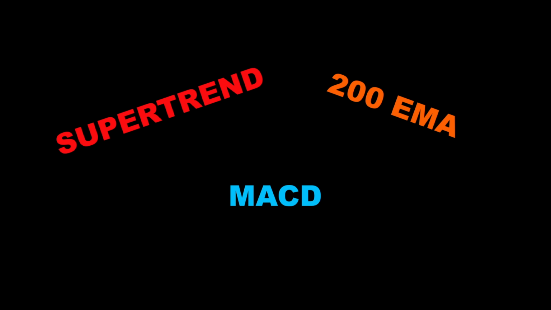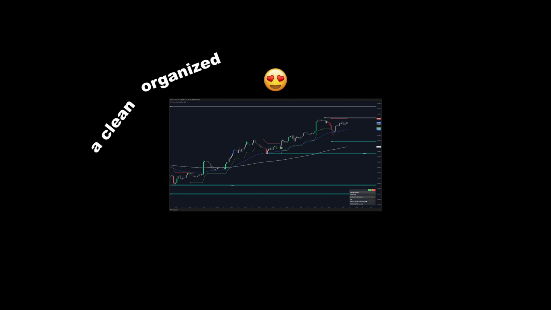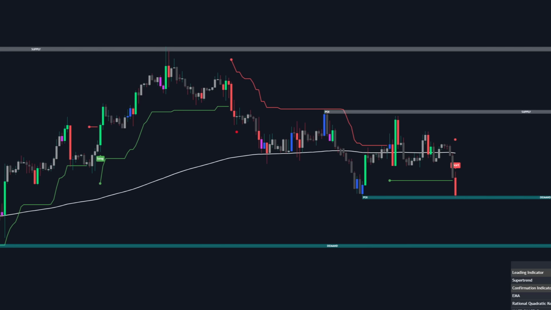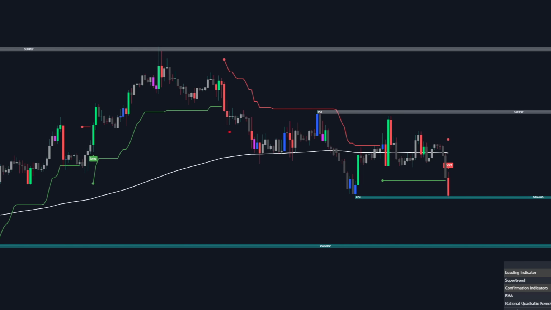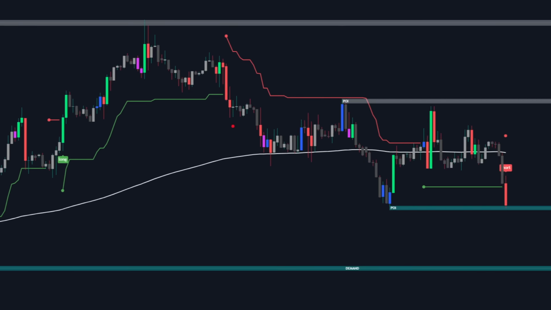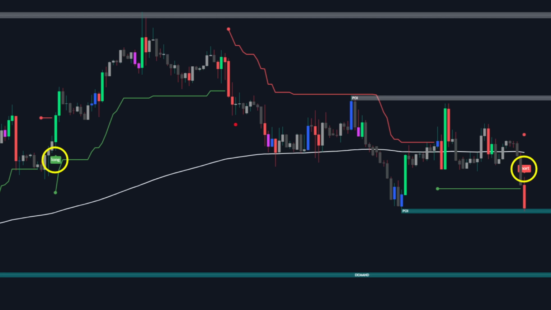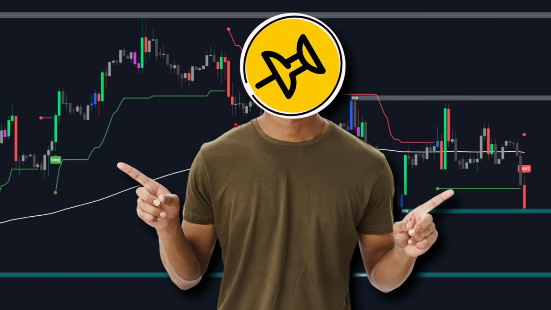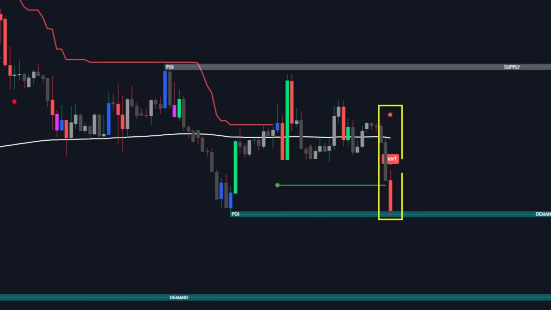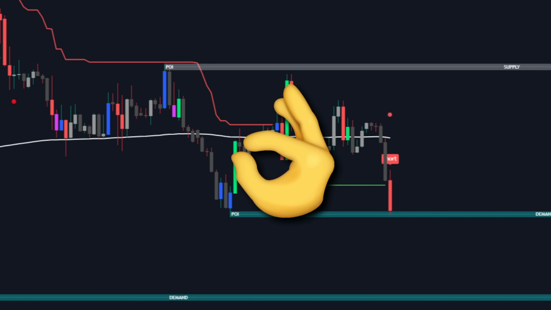Remember our super trend, 200 EMA, and MACD example? This tool takes all the manual work out of checking multiple confirmations and transforms your cluttered chart into a clean, organized trading command center. When you look at this indicator in action, the first thing that'll catch your attention are those crystal clear buy and sell signals that appear directly on your price chart. These signals represent the core output. They're telling you the exact moment when your specific combination of indicator rules has been perfectly met.